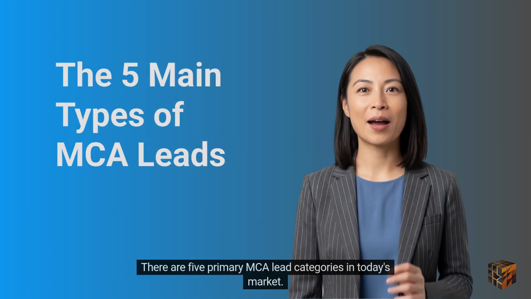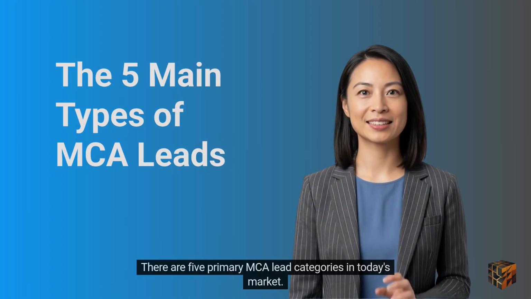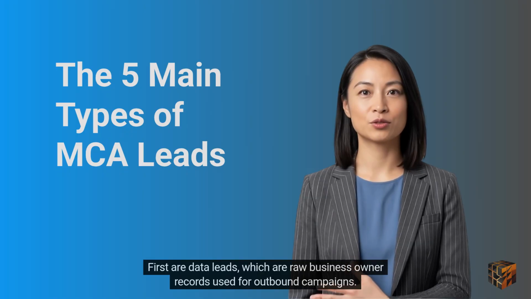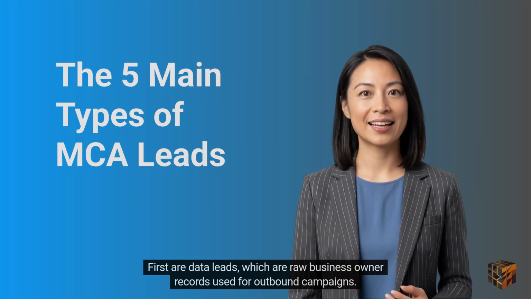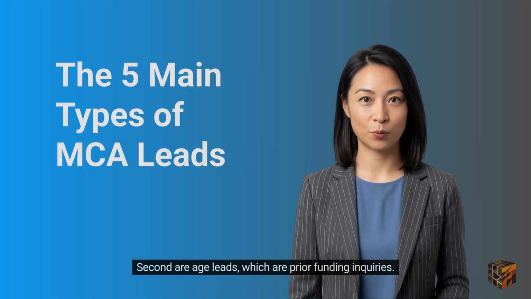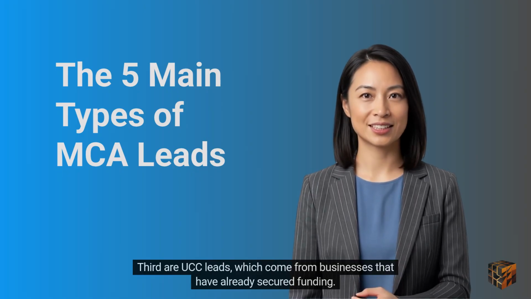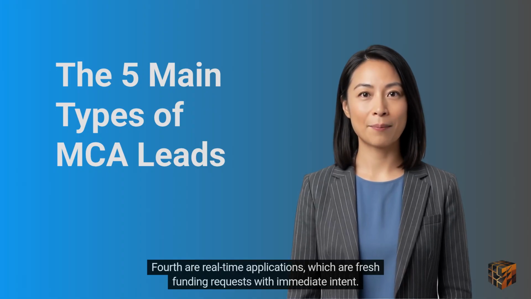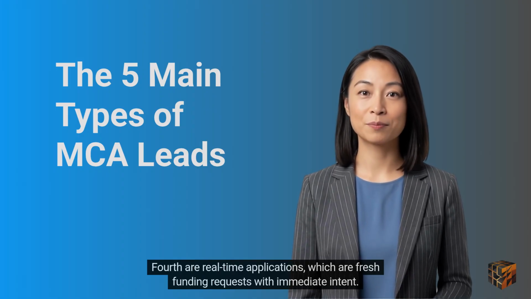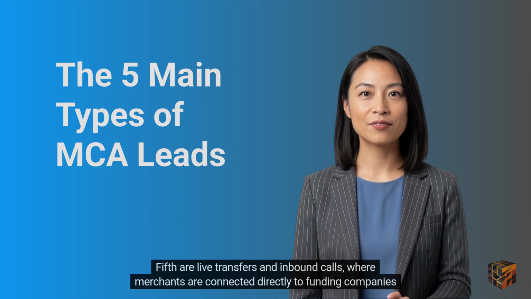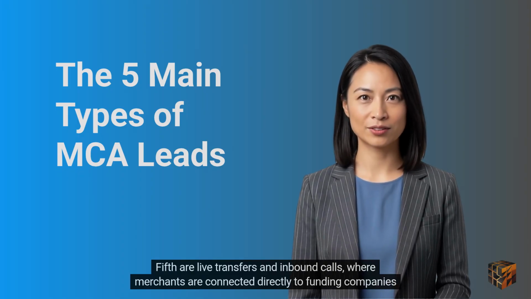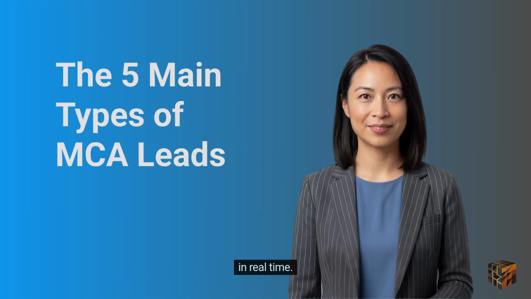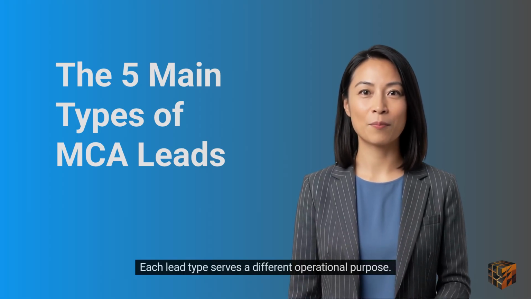There are 5 primary MCA lead categories in today's market. First are data leads, which are raw business owner records used for outbound campaigns. Second are aged leads, which are prior funding inquiries. Third are UCC leads, which come from businesses that have already secured funding. Fourth are real-time applications, which are fresh funding requests with immediate intent. Fifth are live transfers and inbound calls, where merchants are connected directly to funding companies in real time. Each lead type serves a different operational purpose.